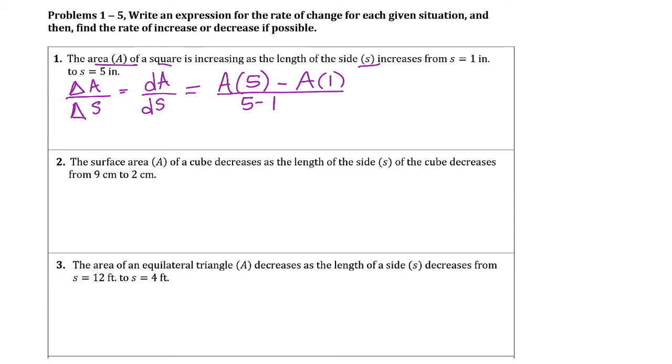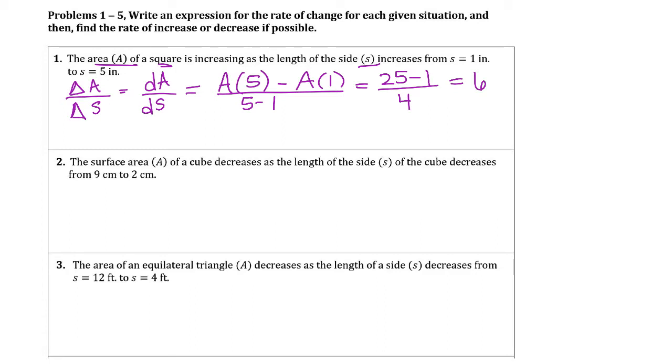Now we're talking about the area of a square. So the area of a square, that side is going to be 5. So that's going to be 5 squared. So I have 25 minus 1 all over 4. So it looks like we're going to have an average rate of change of 6.